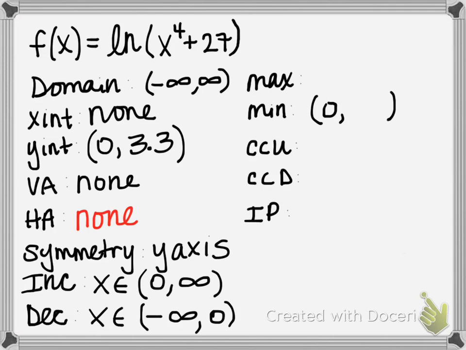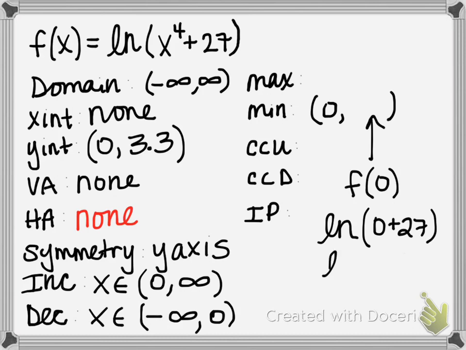So once we've filled in the intervals where the graph is increasing and decreasing, we've decided that there is a minimum at 0. We do need to find this y value. This is actually a coordinate on the graph, so we need to substitute 0 into the original curve. So that's going to be the natural log of 0 to the 4th power plus 27, which tells me the natural log of 27 is going to be the y value. And notice we actually did that earlier. That was a y value of 3.3. That was our y-intercept. So it turns out that our minimum is going to occur at the y-intercept.